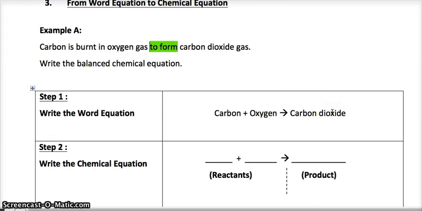Alright, step number 2 is essentially a translation of the word equation into chemical formula. So basically for carbon, the chemical formula is C. You can actually refer to the periodic table for the chemical symbol for elements.